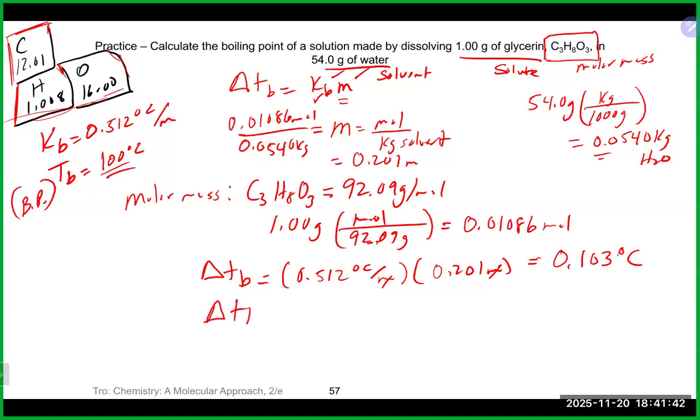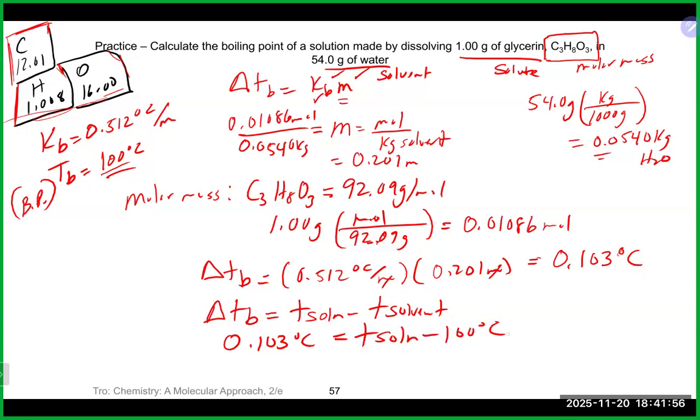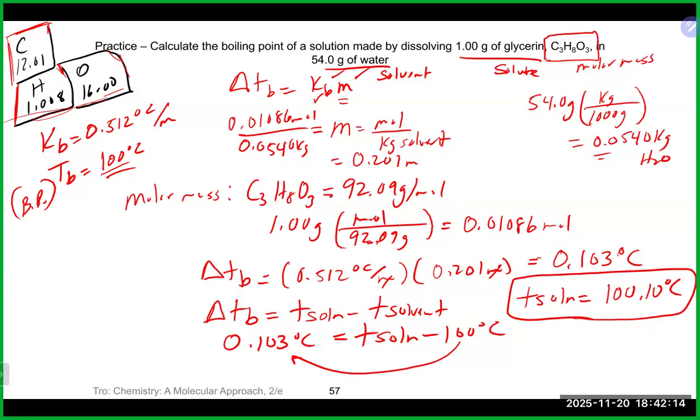The change in boiling point temperature is the temperature of the solution minus the temperature of the solvent. So we have 0.103 degrees Celsius equals the temperature of the solution minus 100 degrees Celsius, which is the normal boiling point of water. We add that to the other side. By dumping in that glycerin, we raise the temperature a whopping 0.1 degrees Celsius, basically. So this solution should boil at not 100 degrees Celsius, but 100.1 degrees Celsius. Any questions on that?